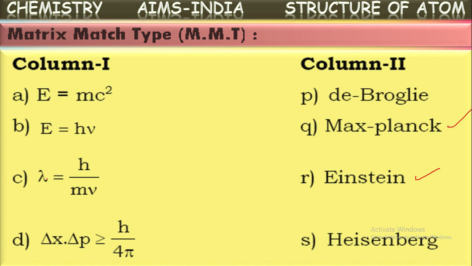The third one, lambda is equal to h by mv. This we call de Broglie's wavelength equation. De Broglie derived an equation to calculate the wavelength of particles based upon these two relations. Here, E is equal to mc square is energy, and this is also energy which is equal to h nu. So these two can be equated for a particle. From these two, the lambda value is derived as lambda is equal to h by mv, which was given by de Broglie. And it is called uncertainty principle, which was proposed by Heisenberg.